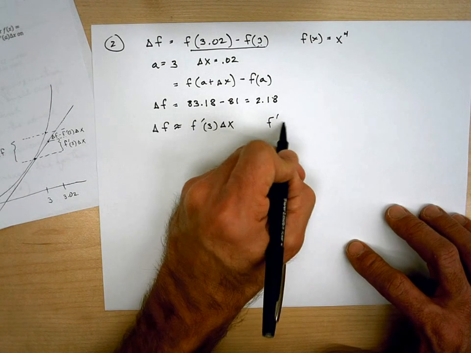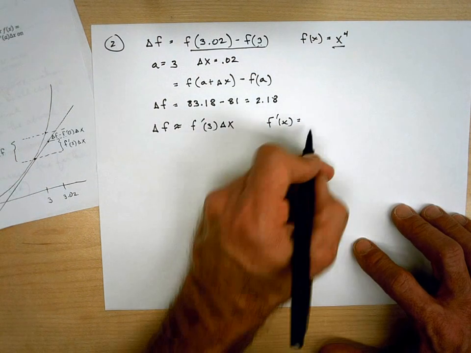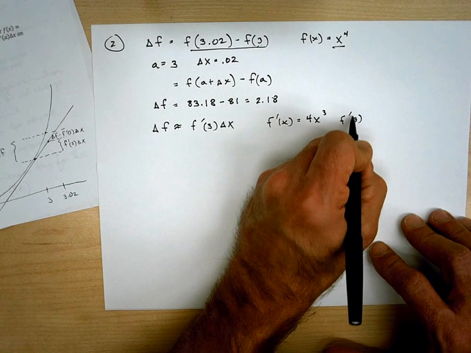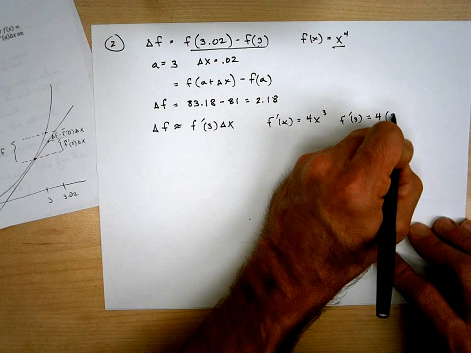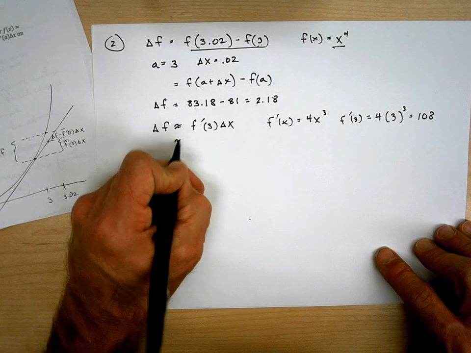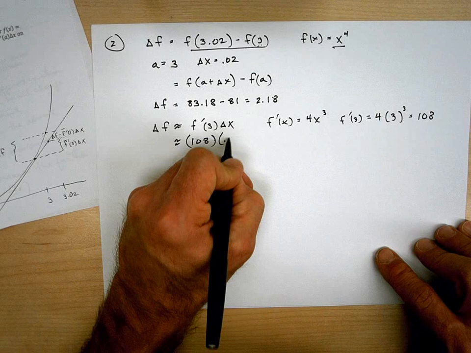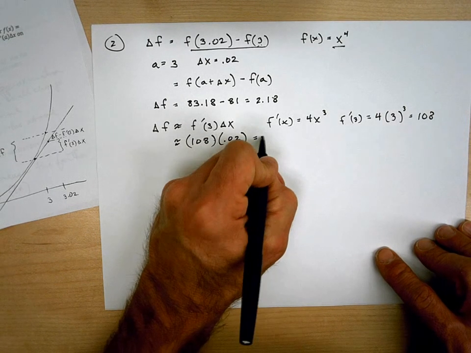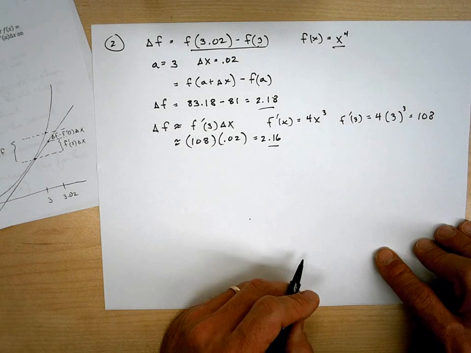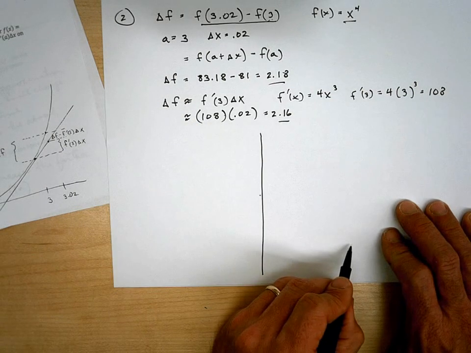So first we need f prime of x, right? If f is x to the 4th, then f prime is just 4x cubed. f prime of 3 is going to be 4 times 3 cubed, which is 108. So we can approximate delta f with 108 times 0.02, which is 2.16. So very good approximation in this case. Let's just draw a quick sketch to see what all this means graphically.